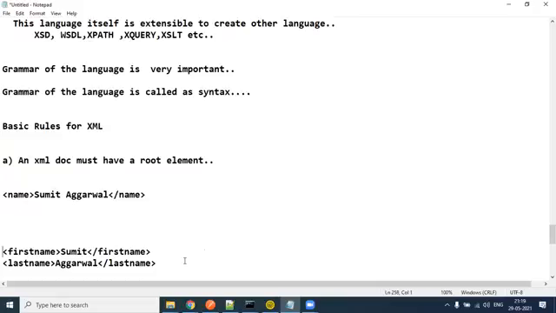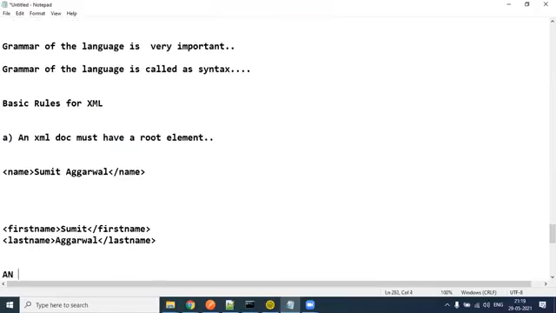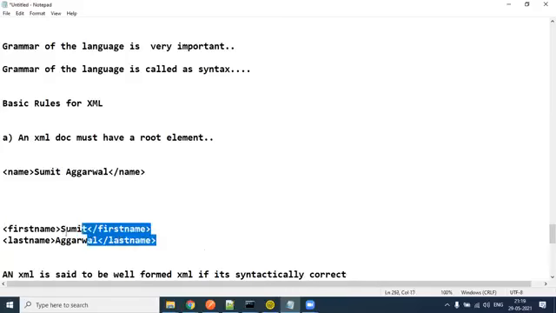But for an XML to be a well-formed XML, what is a well-formed XML? An XML is said to be well-formed if it is syntactically correct. Now for this XML to be valid, these two elements must have a root element. That root element name might be name, like this.